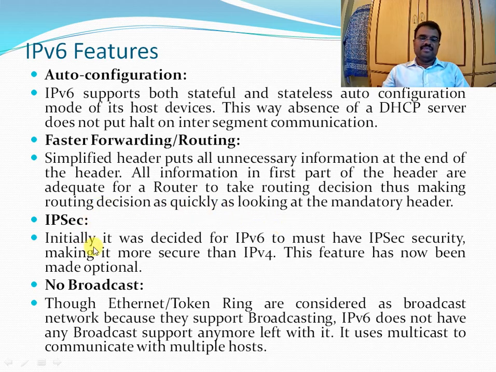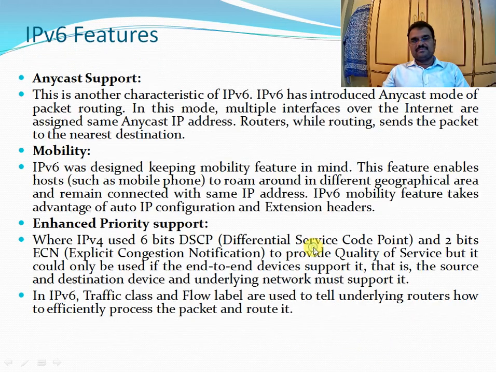IP security. Initially it was decided that IPv6 must have IPsec security, making it more secure than IP version 4. This feature has now been made optional. So, no broadcast. Though Ethernet or token ring are considered broadcast networks because they support broadcasting, IPv6 does not have any broadcast support left with it.